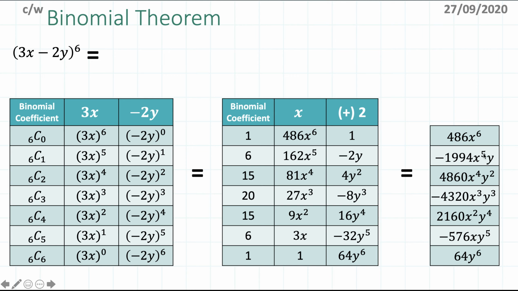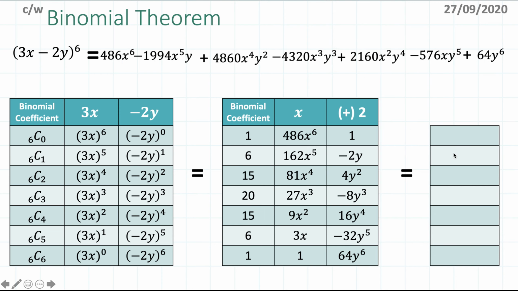And just double check that you get the correct signs, that you have the x decreasing in power and the y increasing in power. And again, bring them in, but this time you're not going to add them all together because this will be a subtraction. So if you notice, it's 486x to the power of 6 minus 1,944 x to the power of 5y. So I didn't have to put a plus in there.